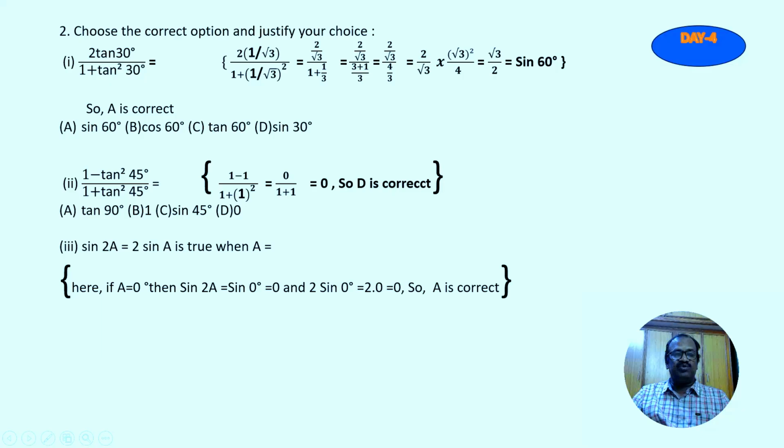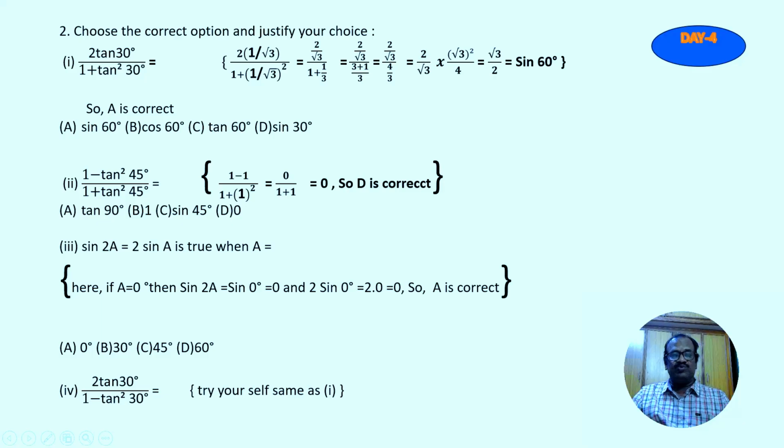The next one, sin 2a is equal to 2 sin a. Is it true? If a is equal to 0, what happens? Sin 2a is equal to sin 0 is equal to 0, and 2 sin 0 is equal to 2 into 0 is equal to 0. So if the value of a is equal to 0, the above statement is correct. Now the last one, try yourself. This is 50% of exercise number 2, and the remaining will be explained later. Thank you.